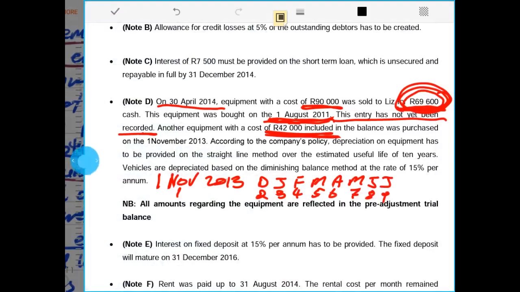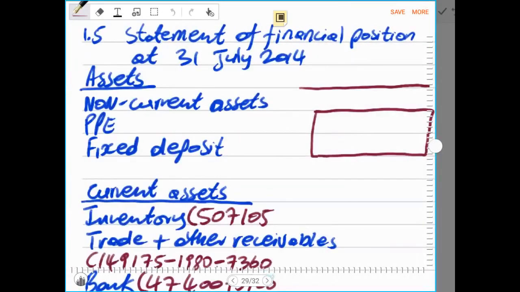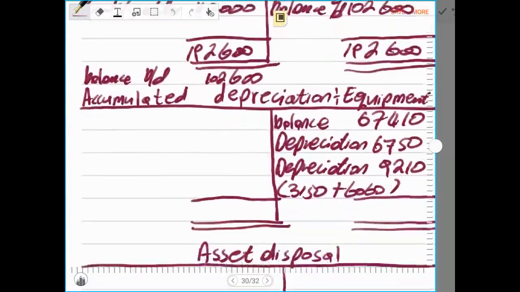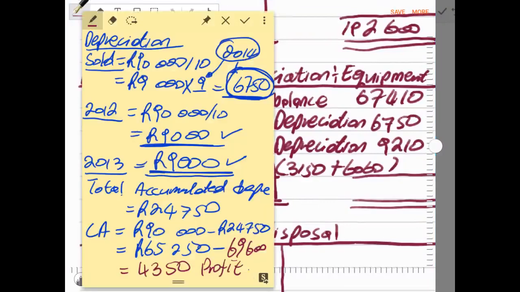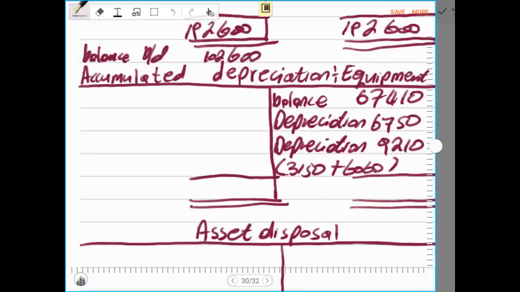We were already done with the calculation of the depreciation for the current year. Therefore now we were about to record the total accumulated depreciation for the disposed asset, and the total accumulated depreciation, we have seen that it is 24,750, from the year the asset was bought, 2012 accounting period, up to the 30th of April 2014. That is 24,750, and the contra entry will be asset disposal.